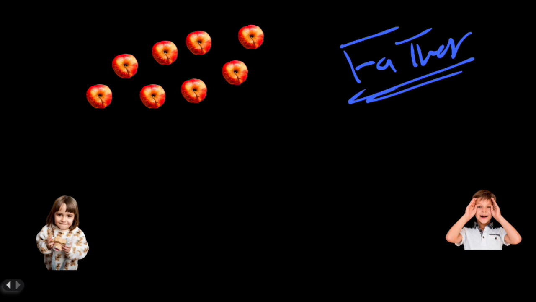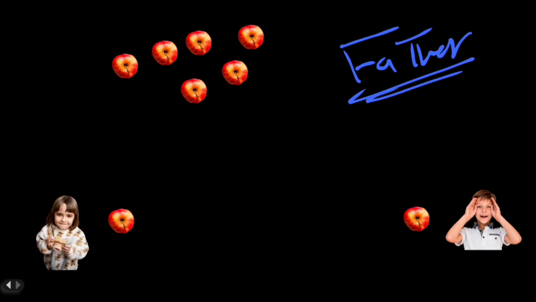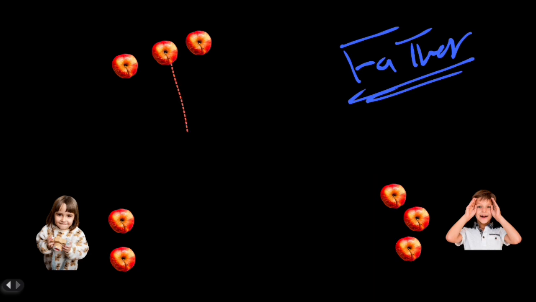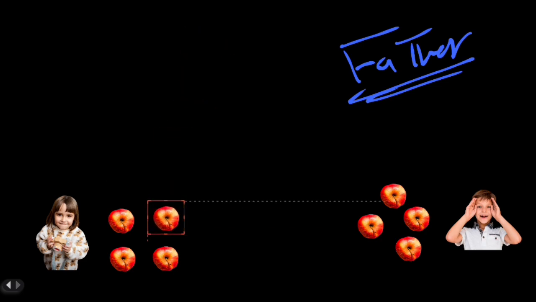Okay, so let's distribute. This is 1 for Alex, 1 for Zoe, 1 for Alex, 1 for Zoe, Alex, Zoe, here Alex, and the last one for Zoe. So if I asked you how many apples for each one of them, you will say that Alex took 4 apples and Zoe took 4 apples. So I just distributed the total number of apples over two children.